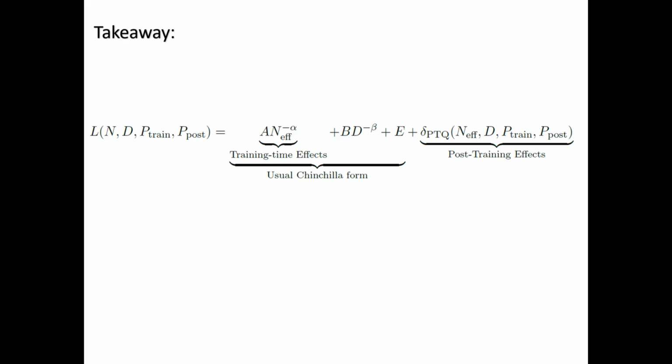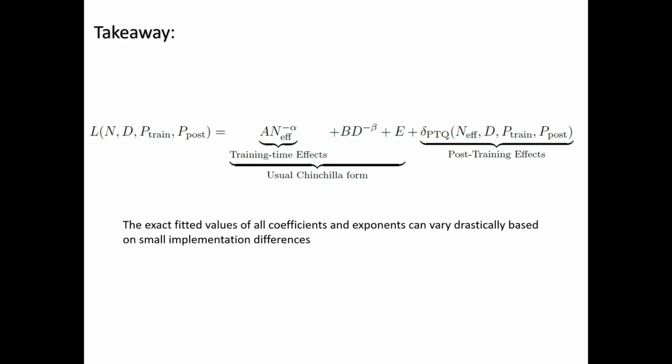They derived an equation to show the scaling law with consideration of quantization, or let's say precision. This equation can be referred to for planning out the training of an LLM. However, the fitted values of all coefficients and exponents can vary drastically based on small implementation differences. So this is a discovery from previous papers and also cited in this paper.